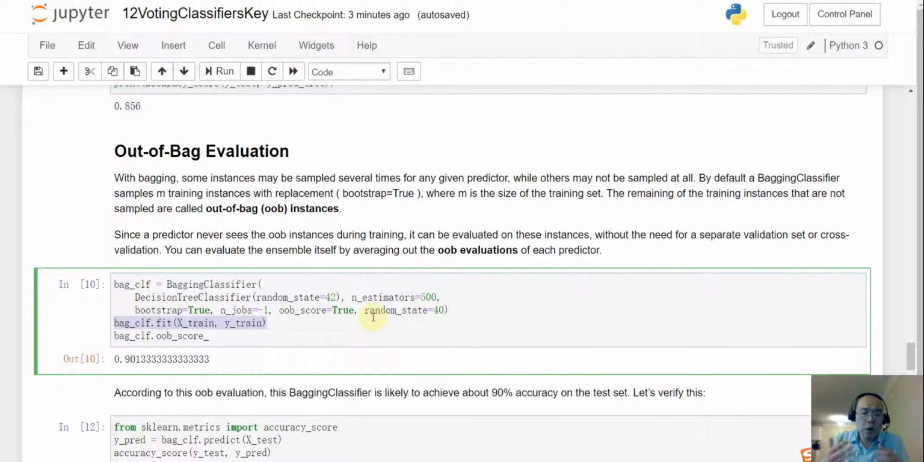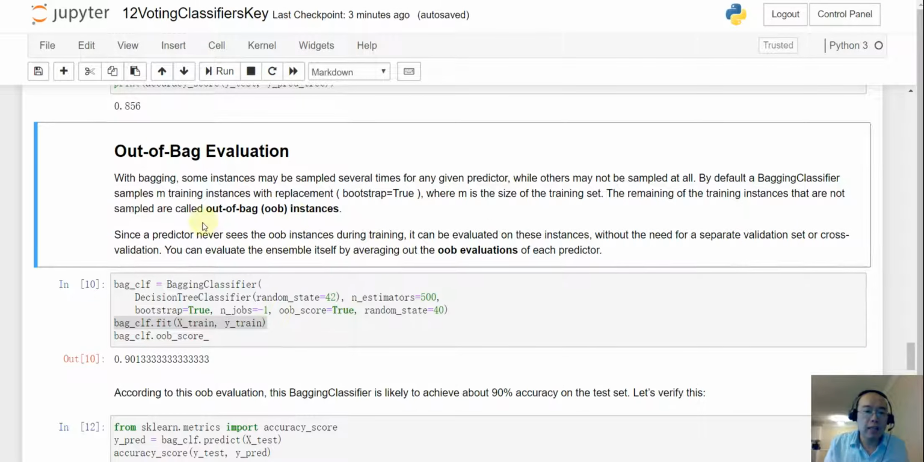So it is okay that we are using the leftover samples in the training set for evaluation, right? That is called out of bag evaluation, and the leftover samples in the bag of the training set we call out of bag instances, or OOB instances. Those OOB instances can be used for evaluation purposes as well.